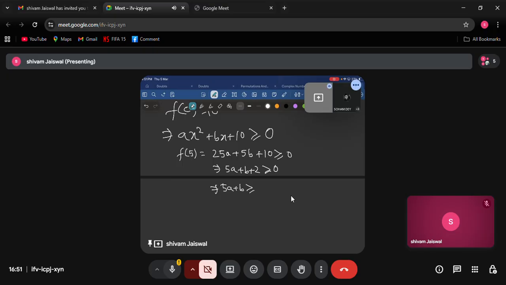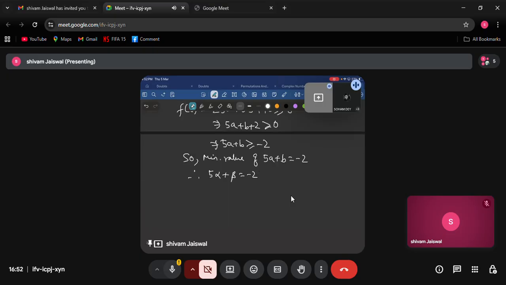Are you people getting it? Those who are online? So the minimum value of 5a plus b is equal to minus 2. Therefore, 5 alpha plus beta is equal to minus 2. This implies beta is equal to minus 5 alpha minus 2.